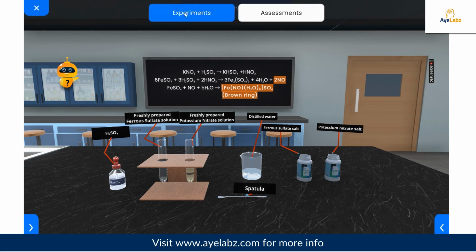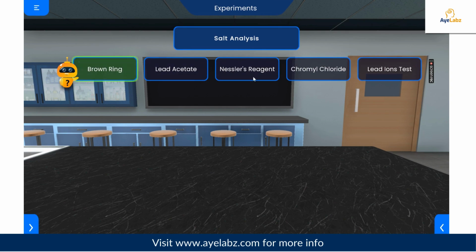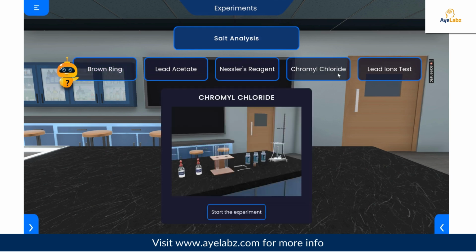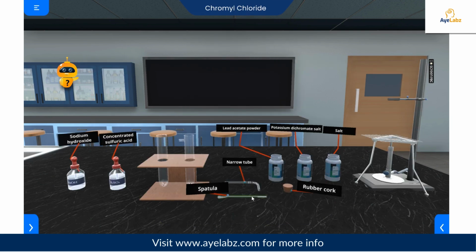Similarly, you can perform other experiments as well: lead acetate test, Nessler's reagent test for ammonia, chromyl chloride test, and lead ions test. Let me show you one more, that is the chromyl chloride test for chlorides.